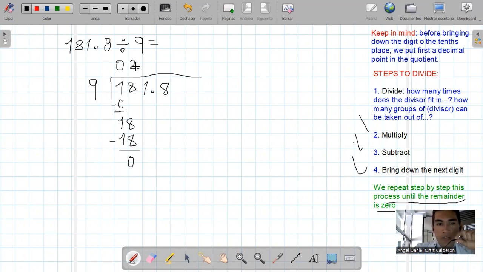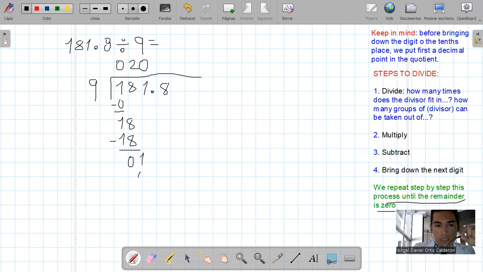I have to bring down the next digit. What is the next digit? Is the number 1, right? Is the number 1. That was the last step. Now we ask ourselves, how many groups of 9 can be taken out of 1? Well, again, the same problem as we had in the beginning. Since the number 9 is greater than 1, 0 groups of 9 can be taken out of 1.